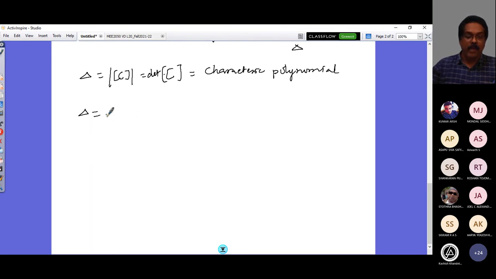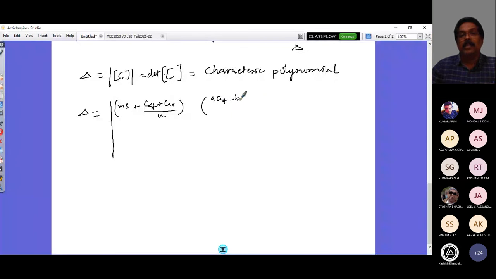So let's find out what this delta, the characteristic polynomial, is. How do you get it? It is the determinant of this. Let me find that polynomial by finding this determinant. M S plus C alpha F plus C alpha R by U is the first term, A11. A12 is A C alpha F minus B C alpha R by U plus M U. And the third term, A21 here, is A C alpha F minus B C alpha R by U.